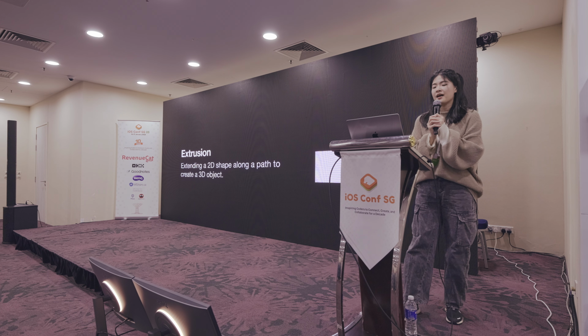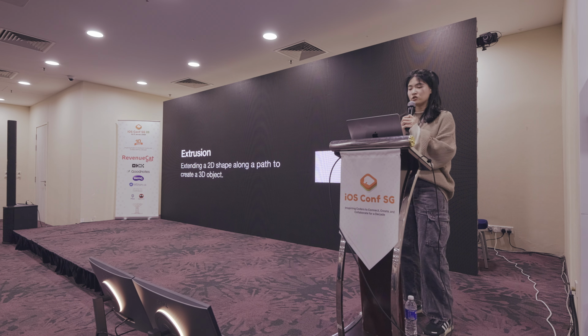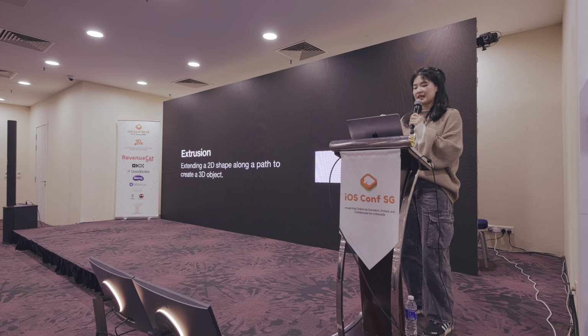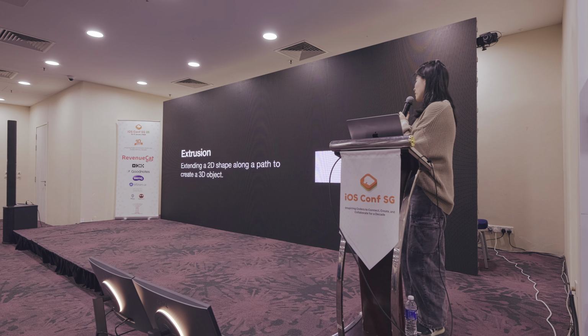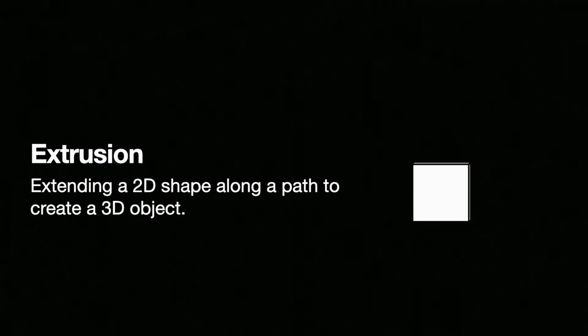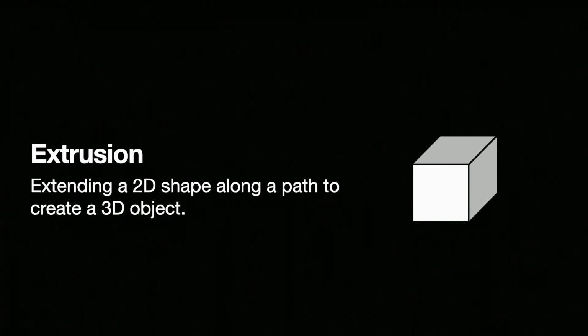So first, extrusion means that you extend a 2D shape along its z-axis. Like here, we have a square, and I can just extend. And now it's a cube. It's a box. It's a 3D box. Very easy. And this would be even easier with software.